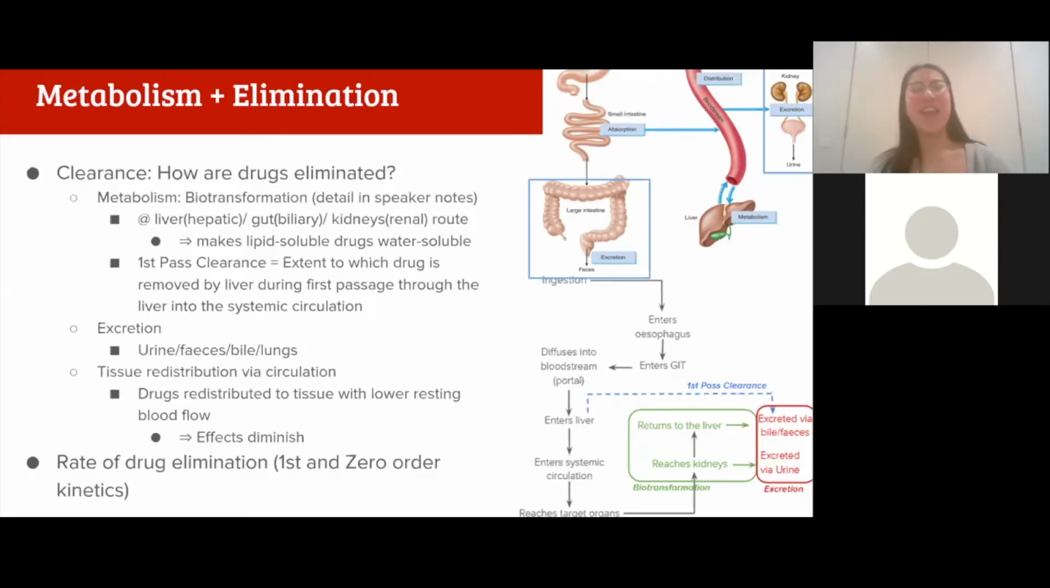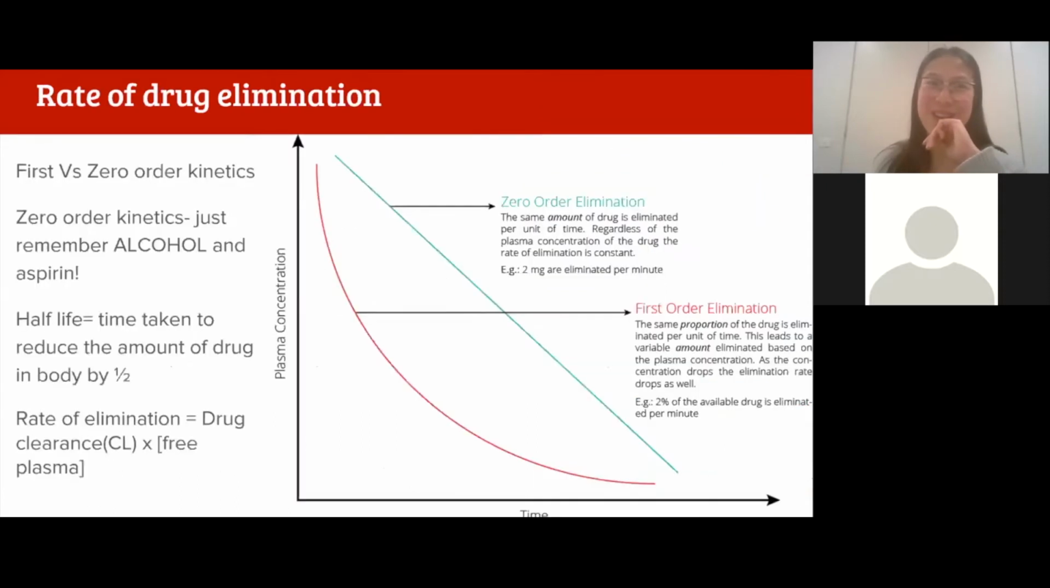Okay, another thing I want to mention is the rate of drug elimination. So we'll have to talk about first and zero order kinetics. Kinetics is just movement, right? So there's two types, there's first and zero order. I'll show you a quick graph which should hopefully kind of clear it up for you, and I'll give you the buzzwordy exam stuff for it. So what is first order and what is zero order kinetics?